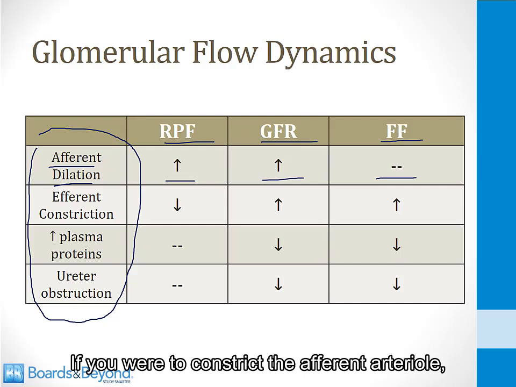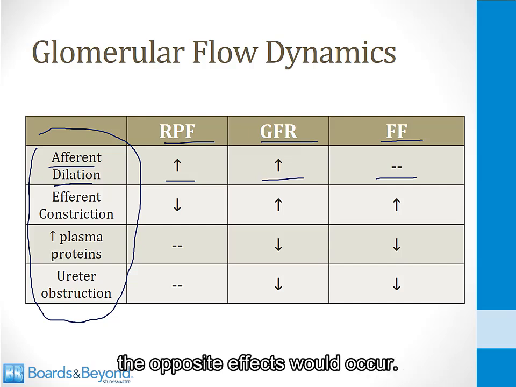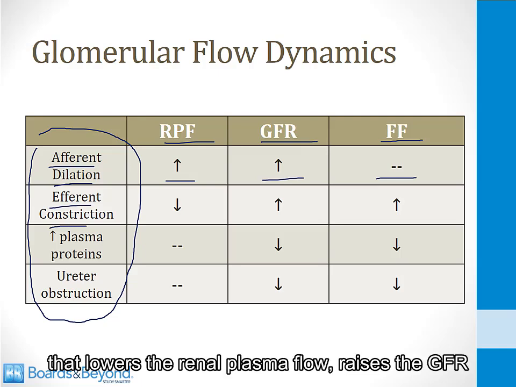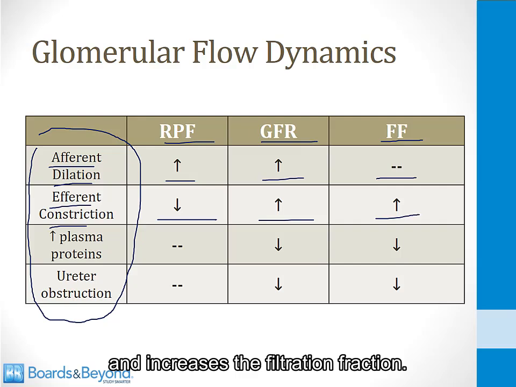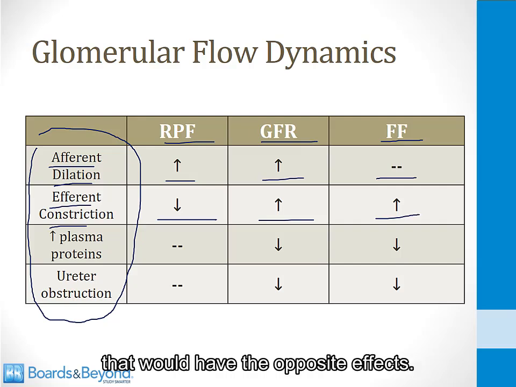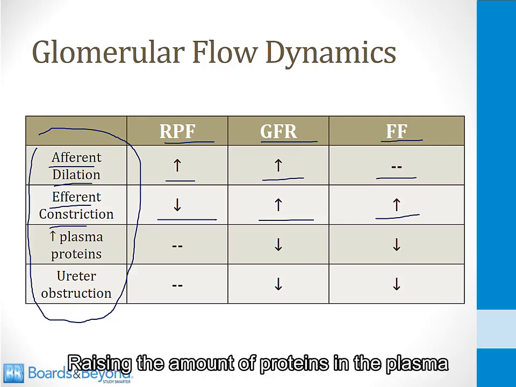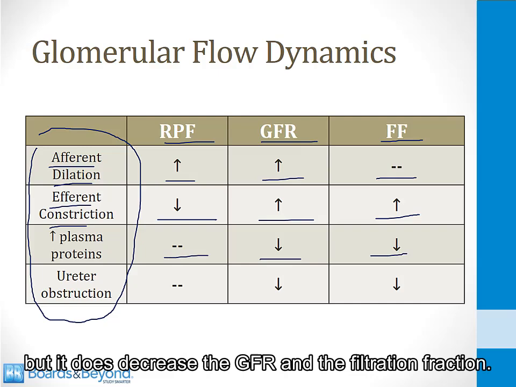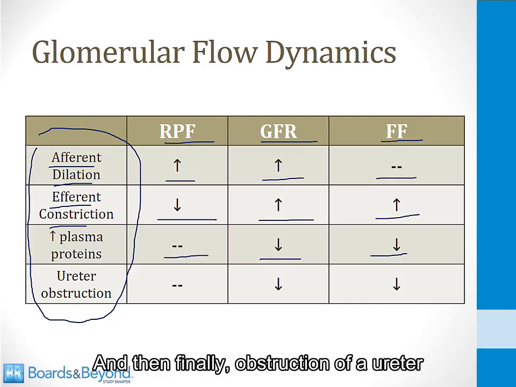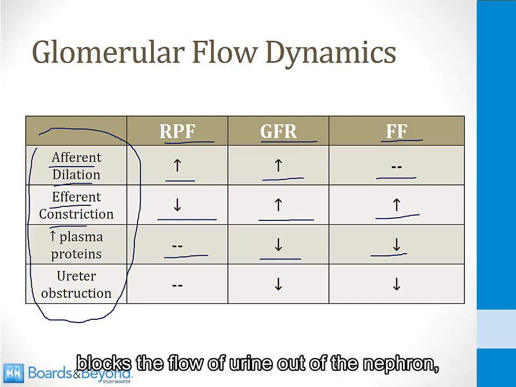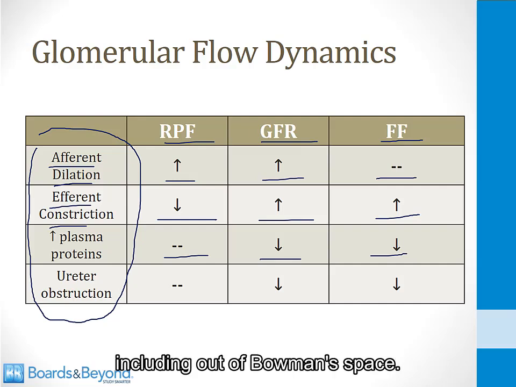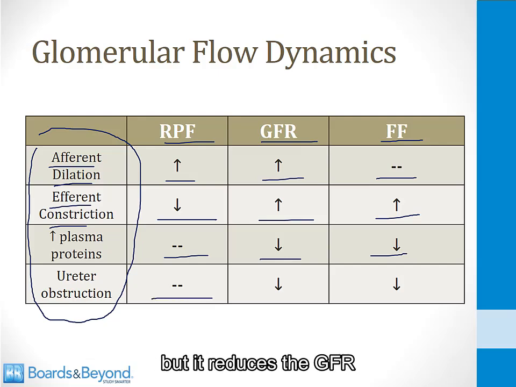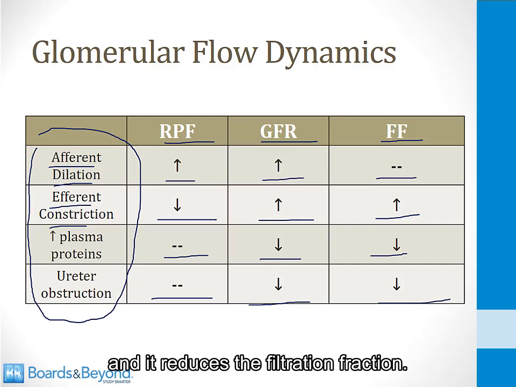If you were to constrict the afferent arteriole, the opposite effects would occur. If you constrict the efferent arteriole, that lowers the renal plasma flow, raises the GFR, and increases the filtration fraction. And if you dilated the efferent arteriole, that would have the opposite effects. Raising the amount of proteins in the plasma and the osmolarity of the plasma has no effect on plasma flow, but it does decrease the GFR and the filtration fraction. And then finally, obstruction of a ureter blocks the flow of urine out of the nephron, including out of Bowman's space. That has no effect on renal plasma flow, but it reduces the GFR and it reduces the filtration fraction.